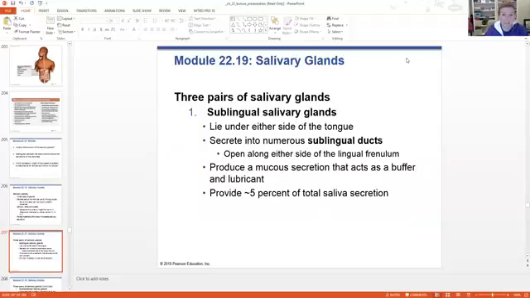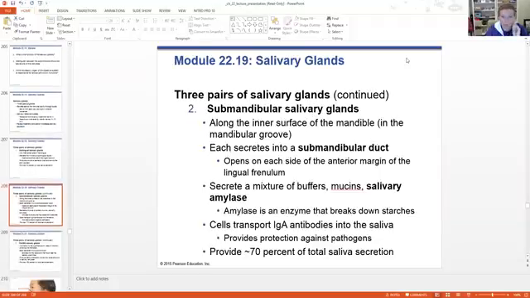You have your sublingual salivary glands underneath the tongue, secrete into sublingual ducts on either side of the lingual frenulum. We saw them on a previous picture in another lecture. They're producing a very mucousy secretion that acts as a buffer and a lubricant, a very small amount of the total saliva produced. Our submandibular salivary glands are on the inner surface of the mandible.